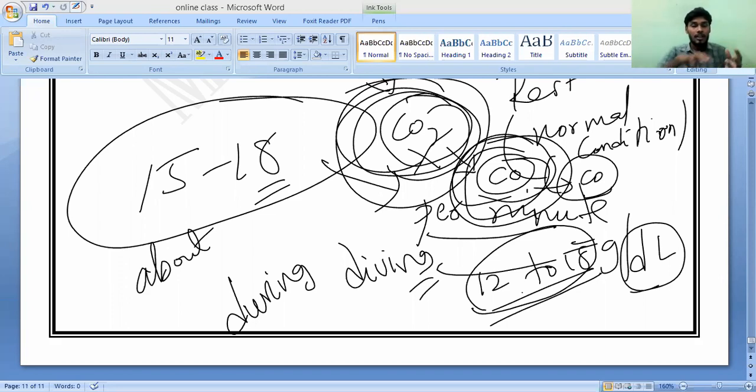Carbon monoxide reacts very strongly with hemoglobin in the blood, and it prevents the supply of oxygen to the brain and other parts of the body. Due to that lack of oxygen, a person cannot breathe properly, so he will die. That's all. If you are inhaling for a long time, the person can easily die.